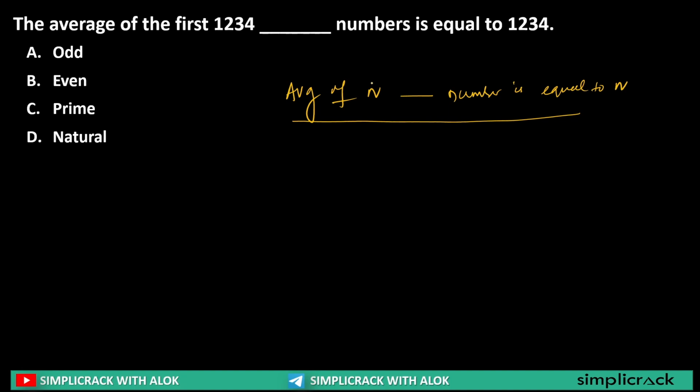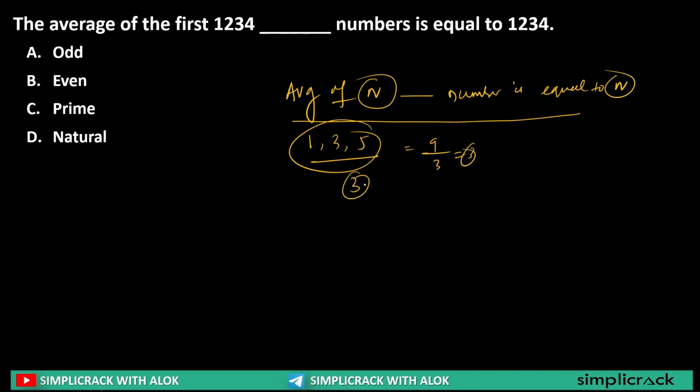Let's say the average of three odd numbers is equal to 3, right? So the first three odd numbers are 1, 3, 5. So 1 plus 3 plus 5 is equal to 9, divided by 3, that is 3. So the average of the first three odd numbers is equal to 3, right? So the average of n odd numbers is equal to n. So A is the answer.